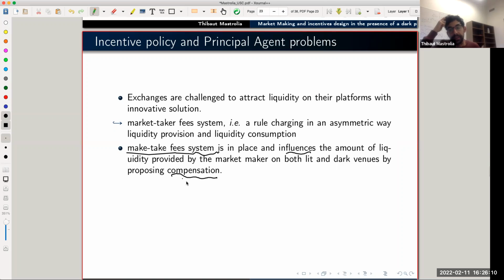So what the exchange does with this kind of system is to propose a salary to the market maker, to give the market maker incentives to increase the liquidity on both the dark pool and the lit pool, and to reduce possible flaws which make the investor very risk averse, as for example, price manipulation.